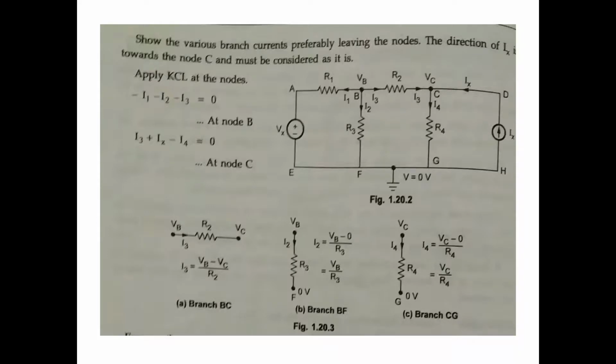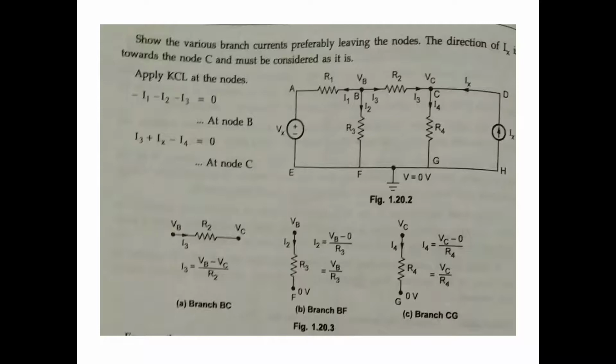Here VB and VC are on either side of R2. That is, I3 equals VB minus VC divided by R2, for the branch BC. It is VB minus VC divided by R2 because it is the difference between the two major node voltages VB and VC.